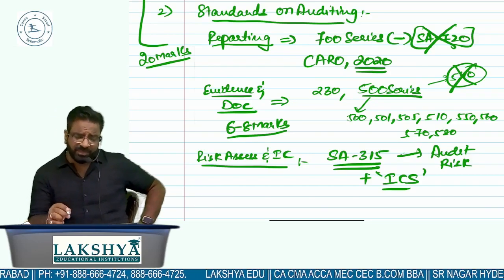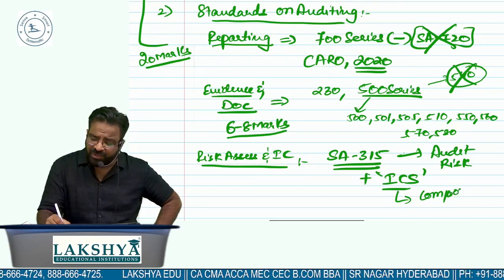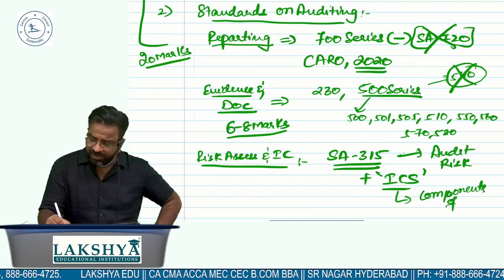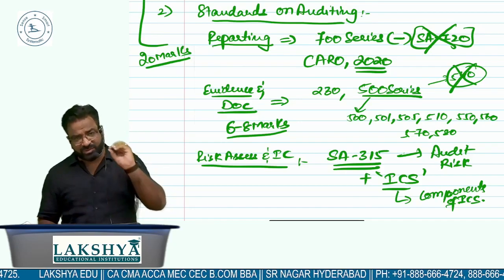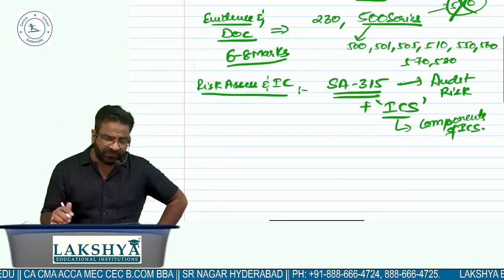In the internal control system, you must concentrate on the components of the internal control system. So these are the major things you need to cover here. Are you getting the point? So in the risk assessment chapter you are going to do 315.